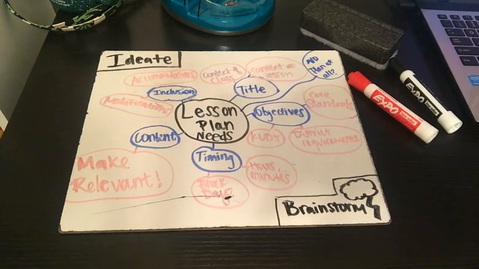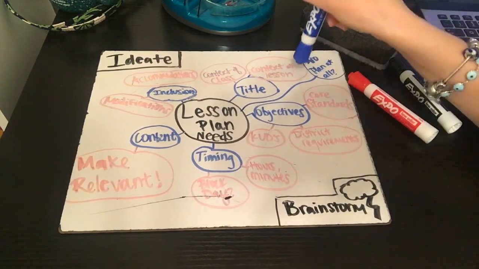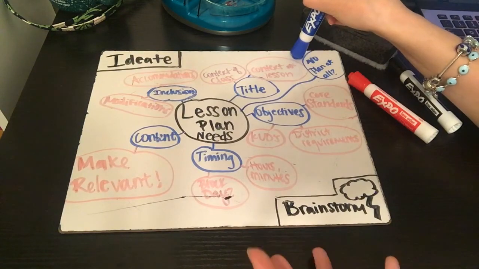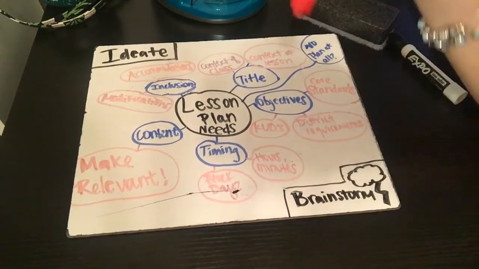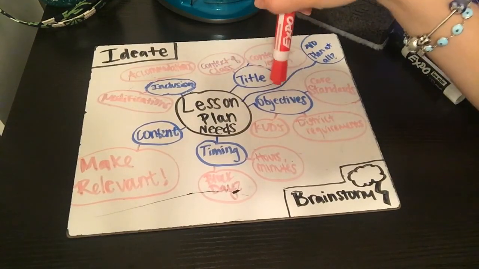I know this stage is supposed to include some wild creativity, which is why I included a bubble about having no plan at all. For me, not having any kind of lesson plan would really be a hindrance. I started by putting lesson plan needs in the middle. Next, the very first thing that I wrote were objectives.